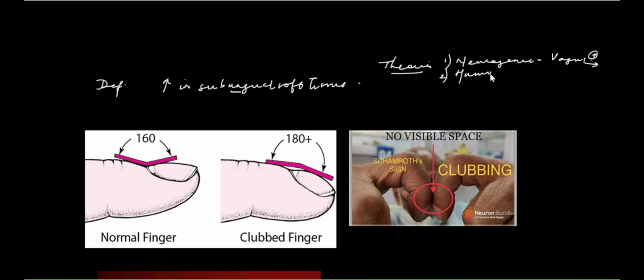The second one is humoral, which is related to some hormones. So what are those hormones? Those hormones can be growth hormone, prolactin, PTH, estrogen, prostaglandins, and bradykinin. So all of these hormones are somehow related. The third one says it's because of ferritin.